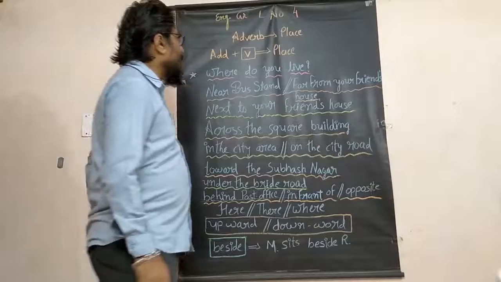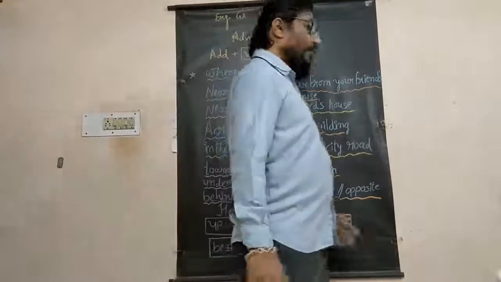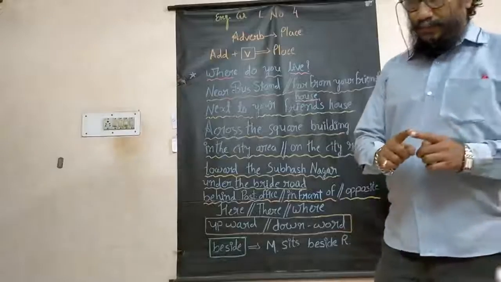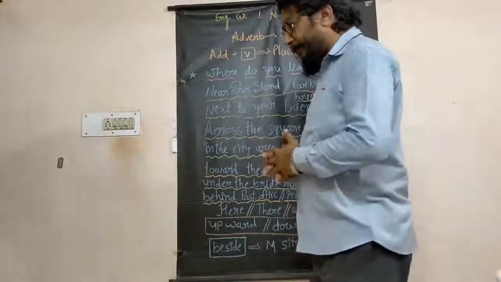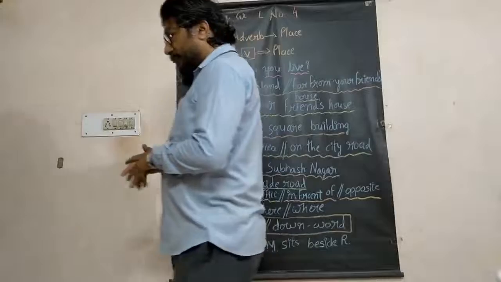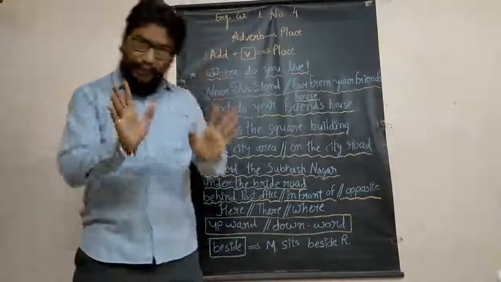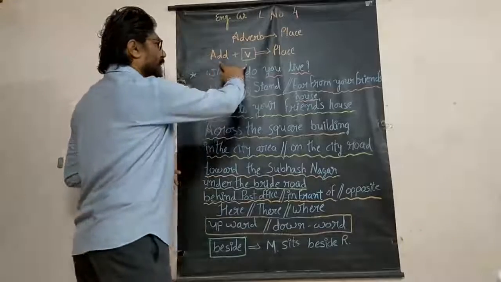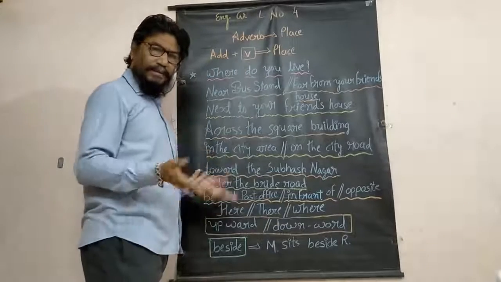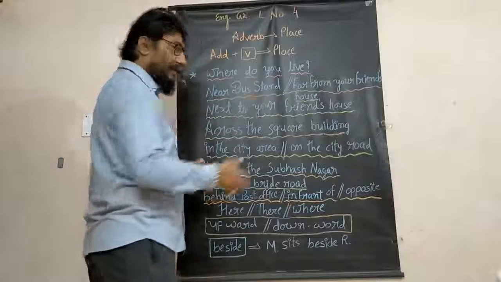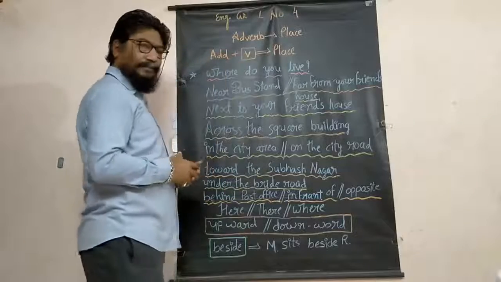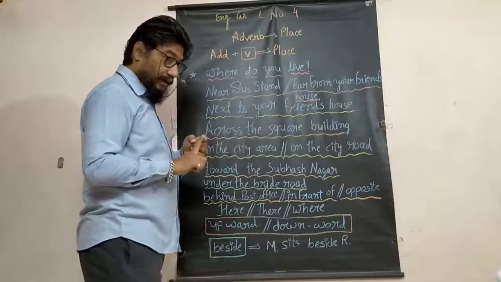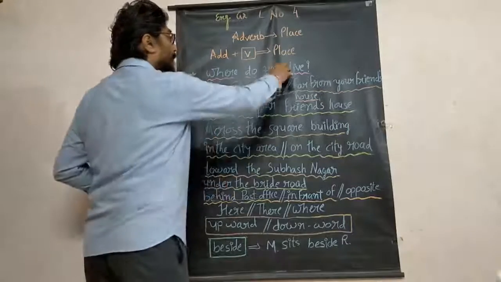Dear student friends, we'll move ahead with the fourth lesson, and that fourth lesson is adverb with place. First of all, adverb will be clear to you. What is the meaning of adverb? Simple idea. Add something in verb. Very simple. When you are adding something in verb, that is adverb. But that adding is connected with the place.